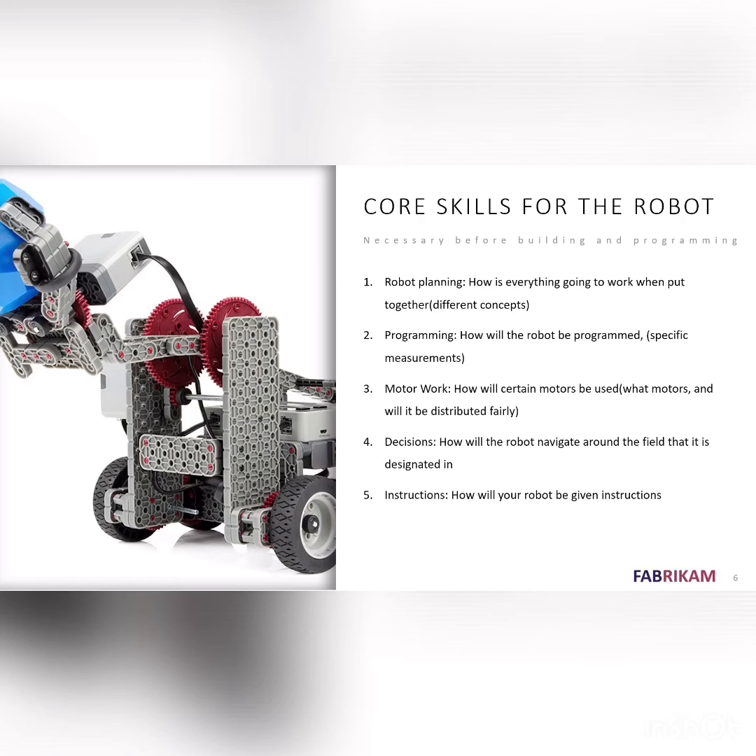Number 1 is robot planning. How is everything going to work when put together? For example, not only about the driver, but also about how the robot is going to put down its arm. Is it going to lift something up? What is it going to have to do? Next is programming. How will the robot be programmed? This is for especially specific measurements, like behavior-based programming or even just logic-based programming. These are important, but this is normally done after you build the robot.